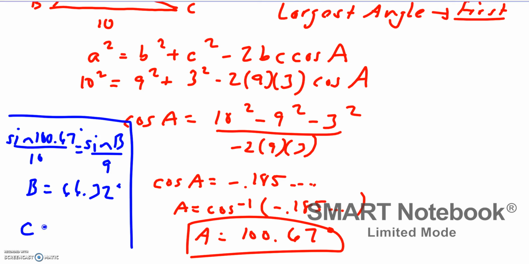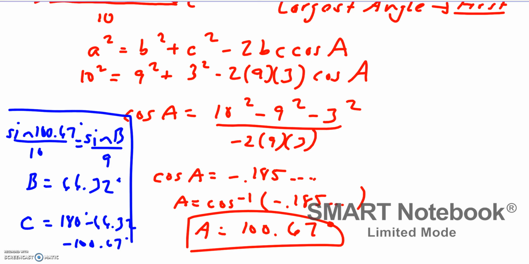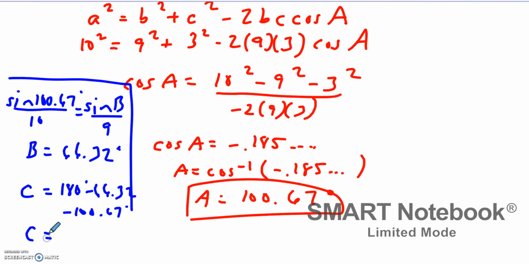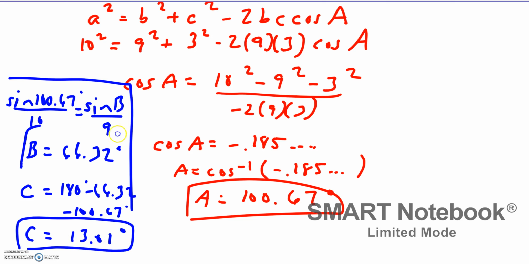If you then would like to find angle C, it would be 180 minus the 66.32 from up here, minus the 100.67 from over here. And so C would be 13.01 degrees. So there's solving the triangle, finding all the missing parts we did not have originally.